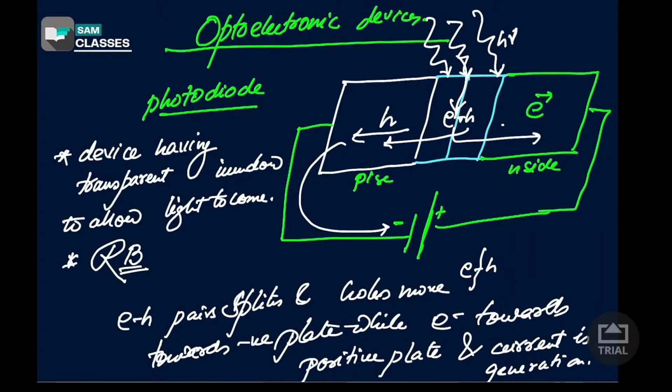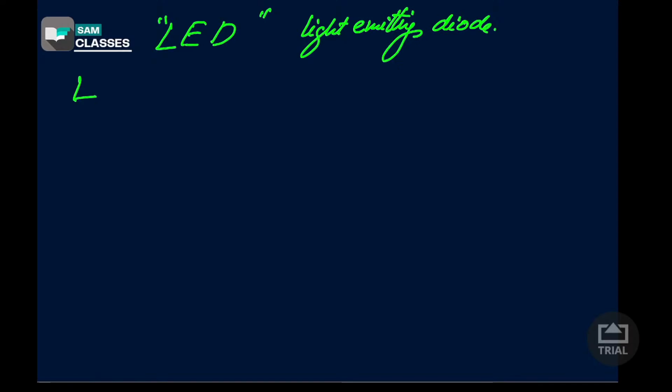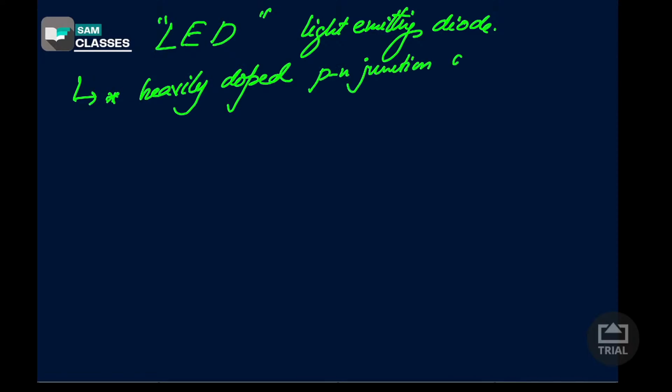Next, LED. What is the full form of LED, everybody? Light emitting diode. Again, this one property: this one is heavily doped, so that it has a lot of electrons and holes. So it's a heavily doped PN junction diode. In forward bias condition, it works. Clear? So basically what happens?